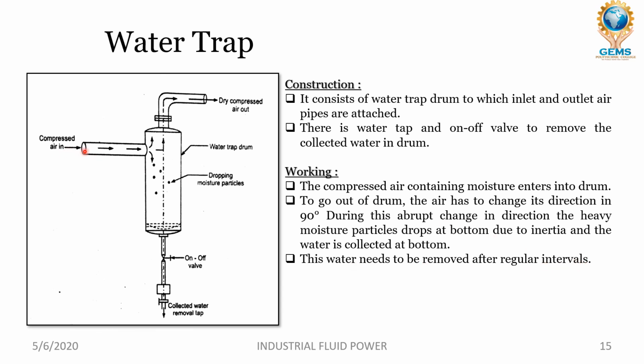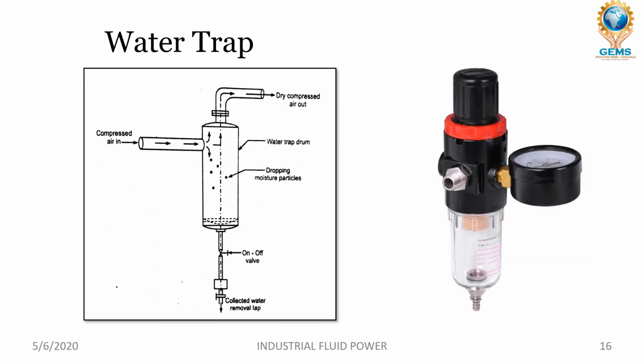So when the compressed air enters this water trap drum, it has to change its direction suddenly by 90 degrees so that it can go to the outlet. Due to that, the heavy moisture particles drop down and are collected in the bottom of the water trap, and at regular intervals we have to remove this water. So this is how this water trap looks.